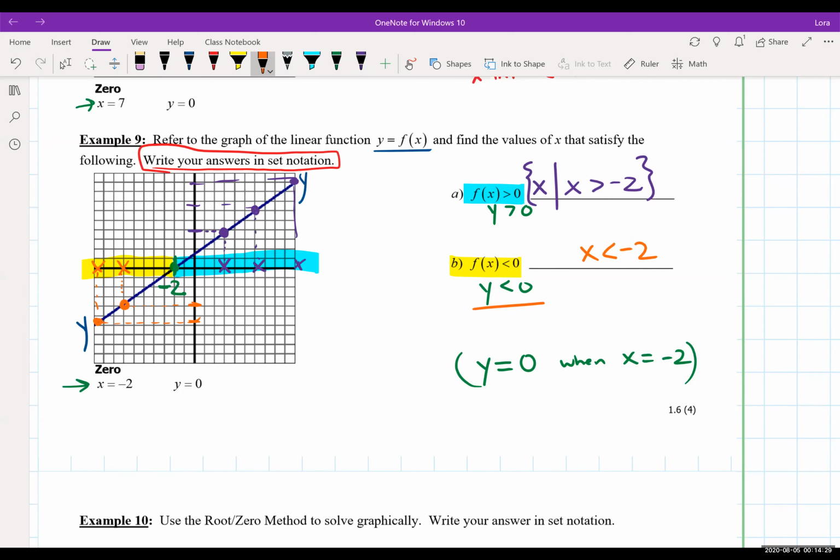But if you're trying to understand set notation and be formal, you're trying to say, what letter am I solving for? Well, I was solving for x, so that's why we state that at the beginning. So x such that x is less than -2. And remember with set notation, you always use set braces. And so that would be our answers in set notation.